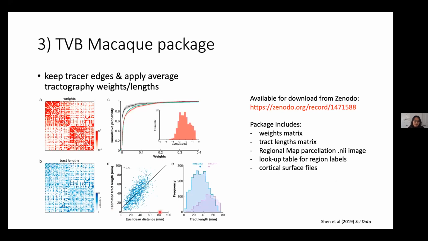They were correlated with Euclidean distance, and also, intra-hemispheric connections were on average shorter than interhemispheric connections. Okay, so this connectome is what's built into the TVB package currently.